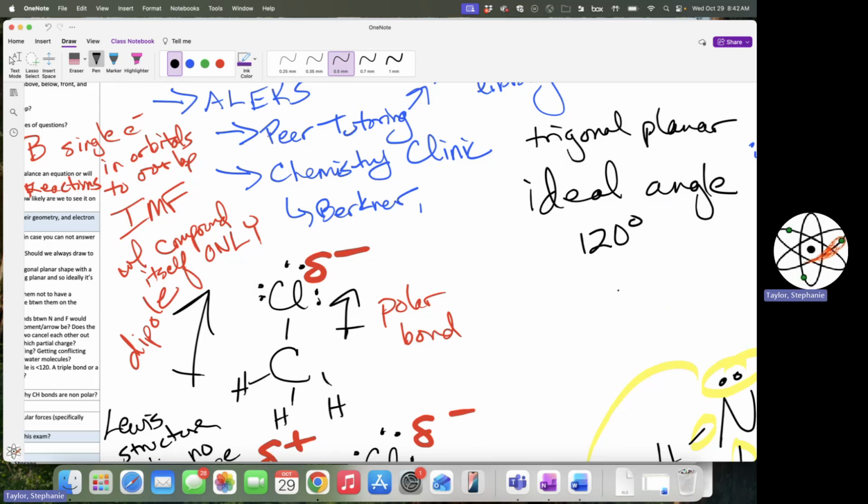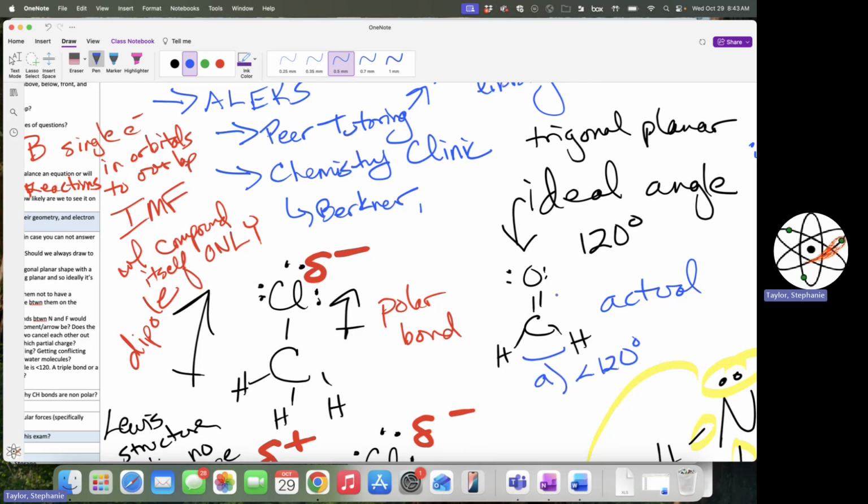The ideal angle is always 120 no matter what's going on. If you do have something where you have deviations, the ideal angle is still 120 degrees. The actual angle is what changes. So this one for A would be less than 120 degrees, and B over here would be greater than 120 degrees. But the ideal angle is still 120. That's part of using that language: actual or deviations mean changes. Ideal means just tell me, hey, you have 3 electron domains, that's 120 degrees.